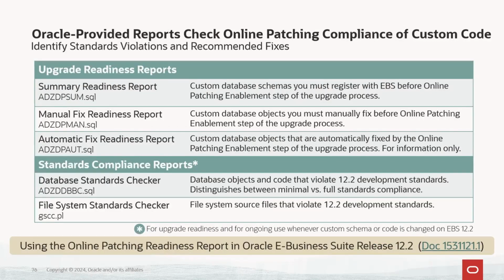We do provide a package of reports that you can run against your custom code to check for any violations of coding standards, of 12.2 coding standards. These are the exact same reports that we run in-house at Oracle. The first three of those reports, called the upgrade readiness reports, are associated with the upgrade project exclusively. You'll need to run these and follow what the reports tell you as part of your upgrade project.